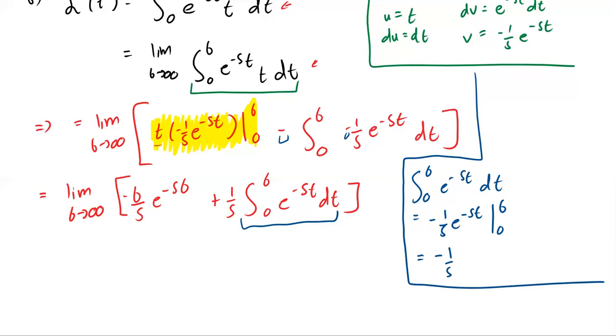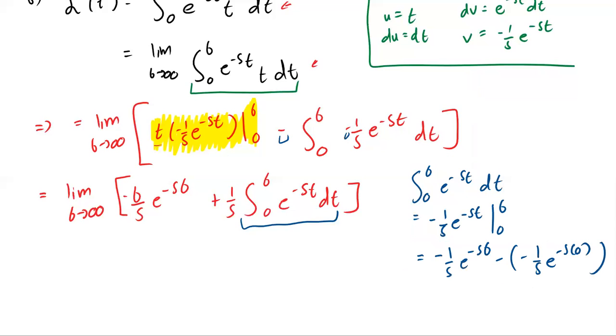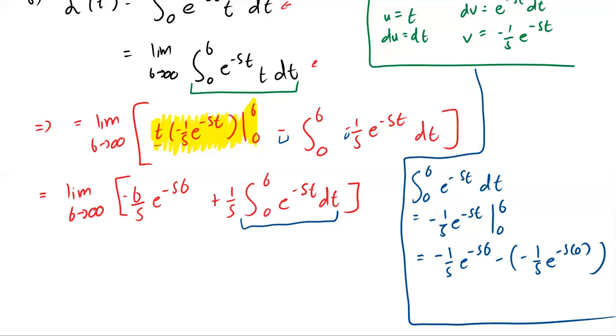Negative 1 over s, e to the negative sb, minus, now when you plug in 0, 1 over s, e to the negative s times 0. I'm going to need one more line. And then when you simplify, what do you get? You get negative 1 over s, e to the negative sb, minus is plus, e to the 0 is 1, so plus 1 over s. So that's just the part underlined in blue, right? That's just that integral. So let's go ahead and plug everything in.